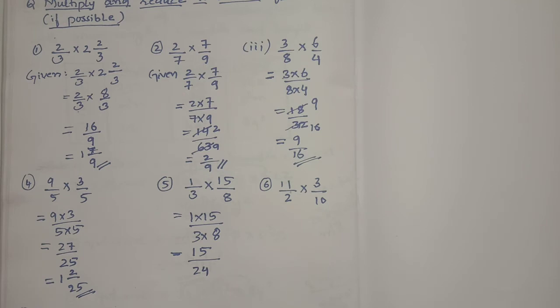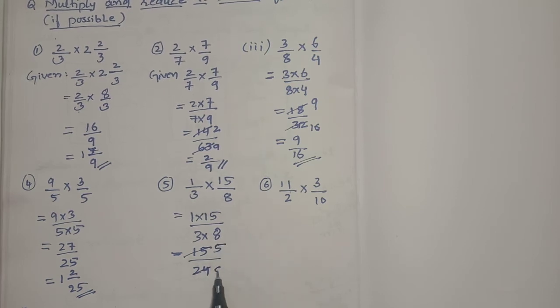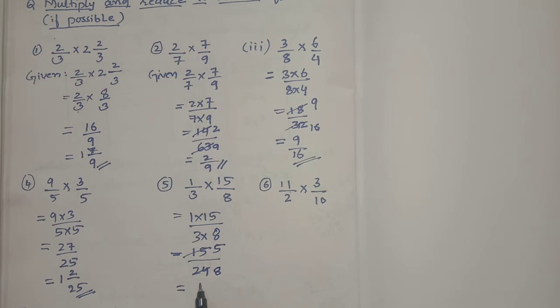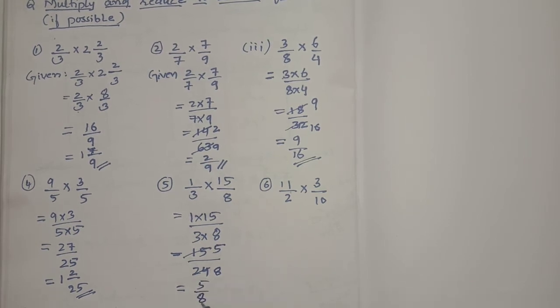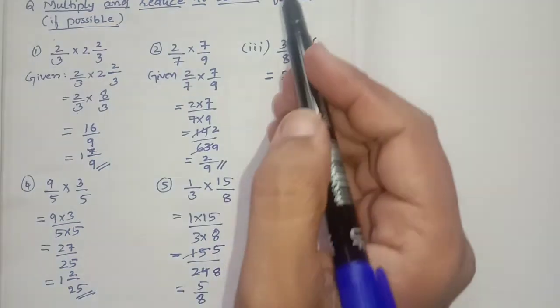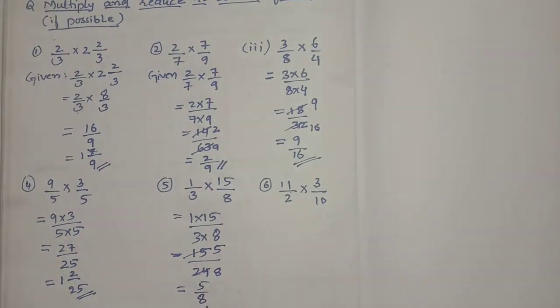Now this can be divisible by 3, student. 3 5s are 15 and 3 8s are 24. Answer will be 5 by 8. Further, we cannot reduce it to lowest form, or we cannot reduce it to improper fraction.